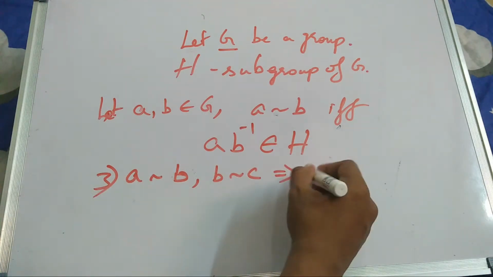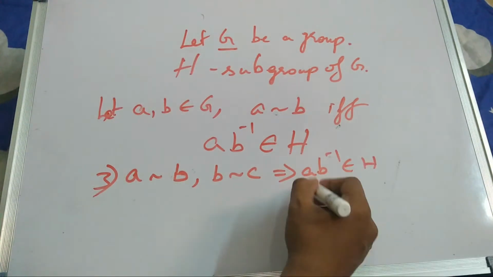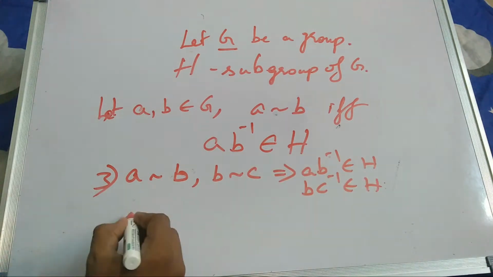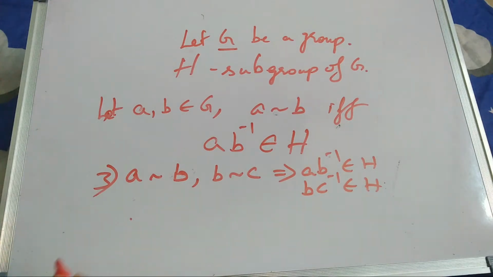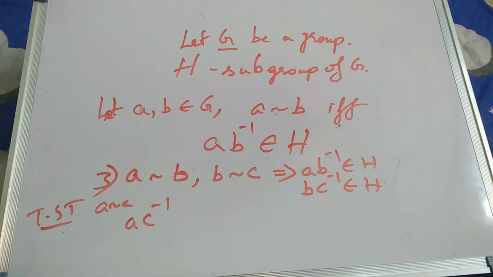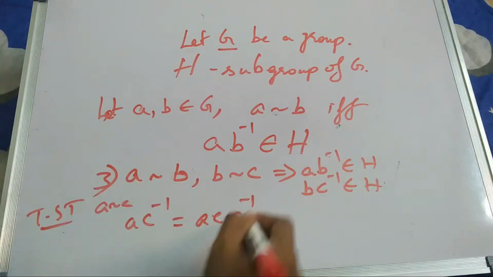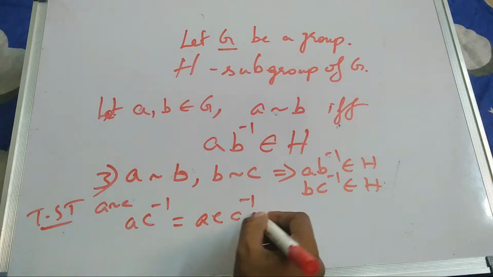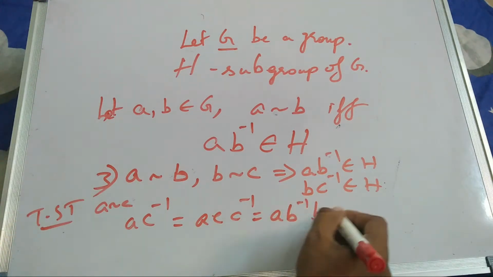So this will imply AB inverse belongs to H and BC inverse belongs to H. We need to prove A is related to C. So you need to show AC inverse belongs to H. So AC inverse, you can write it as A E C inverse, just I am operating the identity in between. You can write this as A B inverse B C inverse.